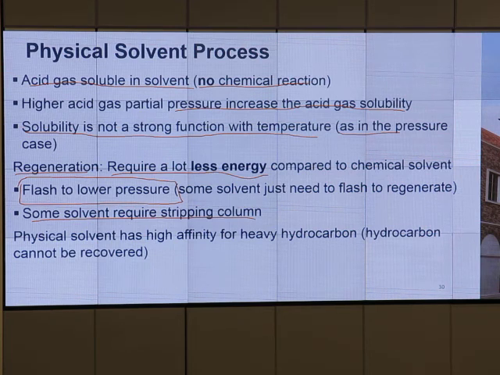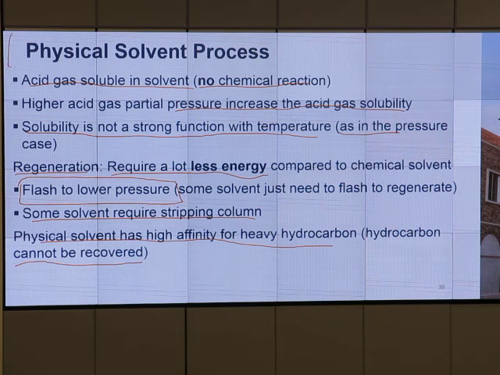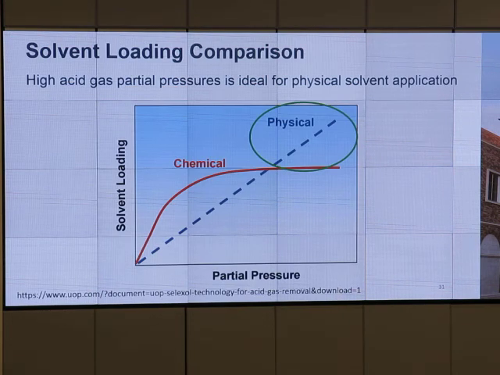Okay. Physical solvent has high affinity for heavy hydrocarbon. So this means you want to have no hydrocarbon before you do this. So hydrocarbon cannot be recovered. If your physical solvent reacts with hydrocarbon, it cannot be recovered. So no chemical, no hydrocarbon in this process.